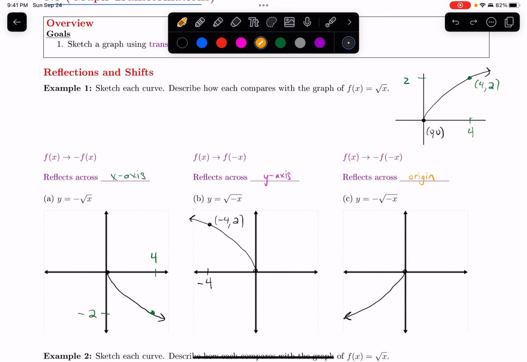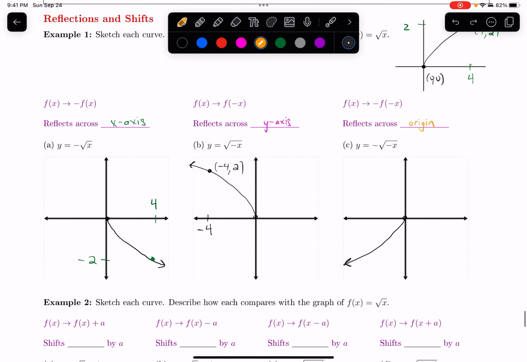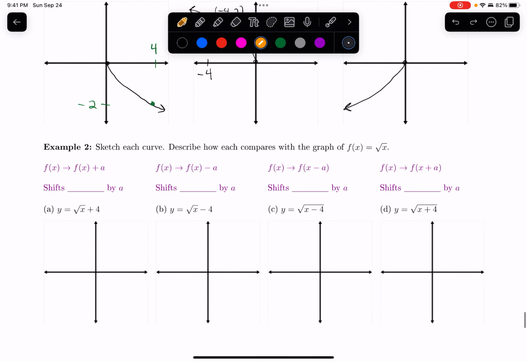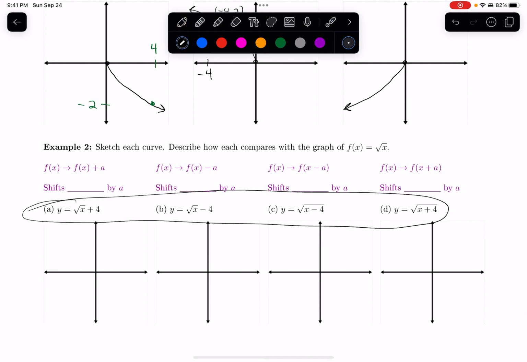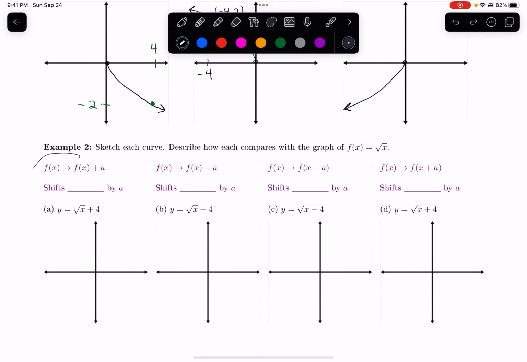Okay, let's move on to example 2. Same idea. I have a bunch of specific formulas that I want to consider and look at what happens. And then I want to describe the more general rule above. So part A. What if I have square root of x and I add 4 to it?